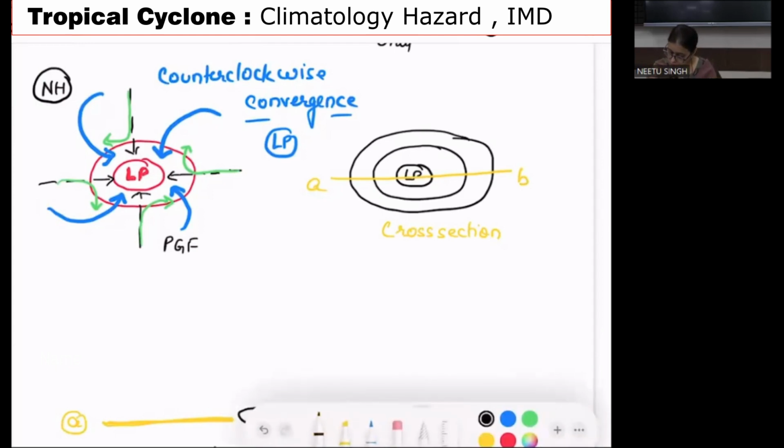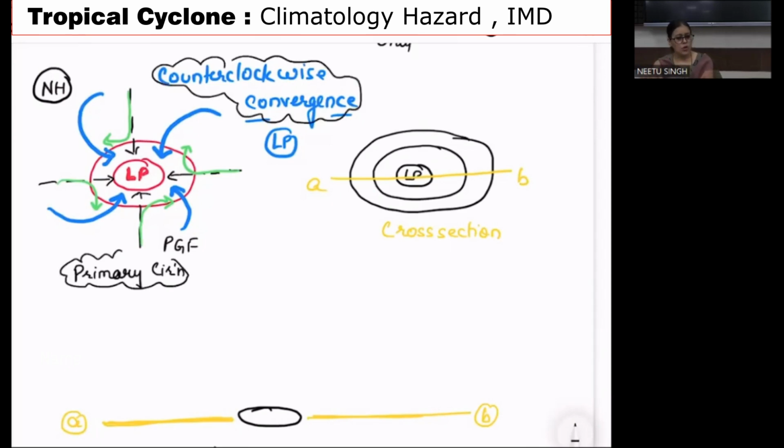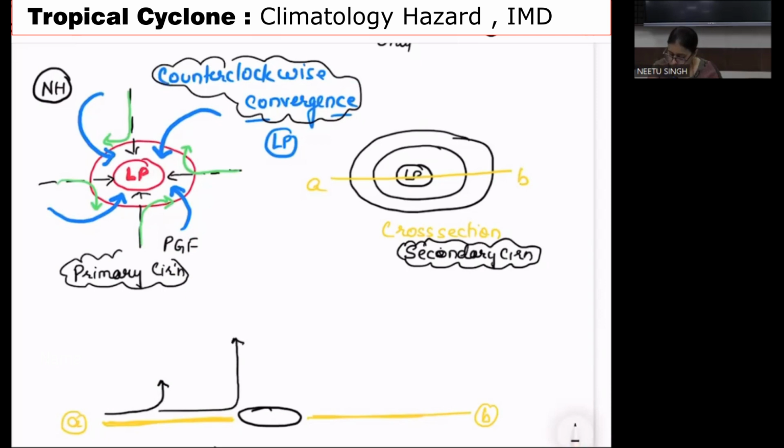अब नोटिस करते जाओ बहुत ध्यान से। This is called primary circulation, that is counterclockwise convergence in northern hemisphere, clockwise convergence in southern hemisphere, and what I am drawing as cross section is a secondary circulation. Secondary circulation में please recall what you have learned with tricellular meridional circulation. This is low pressure. So by default, the wind which is converging in will be rising up.